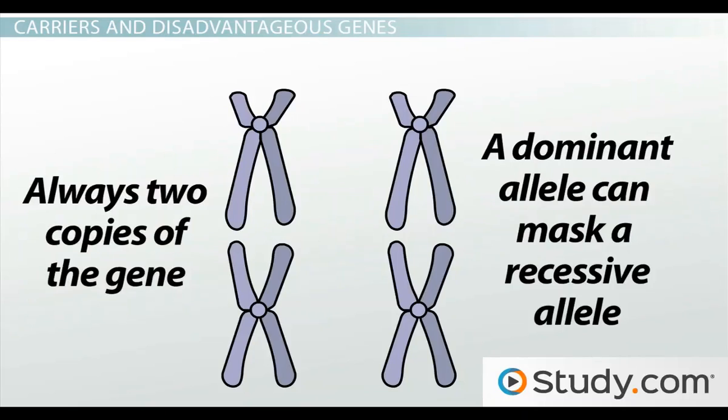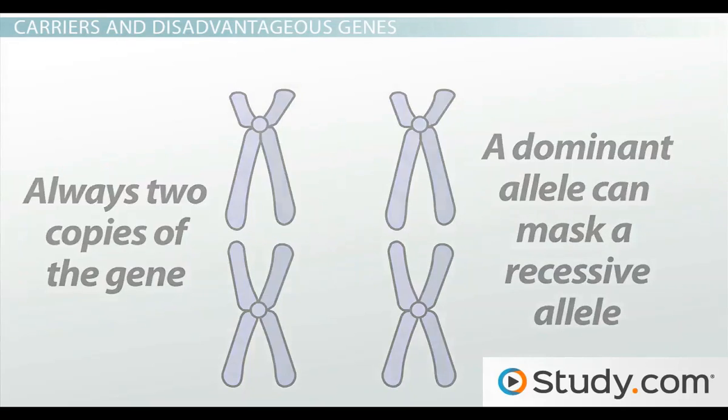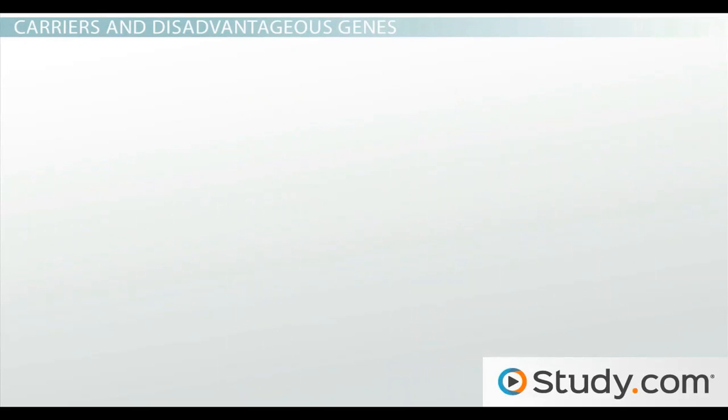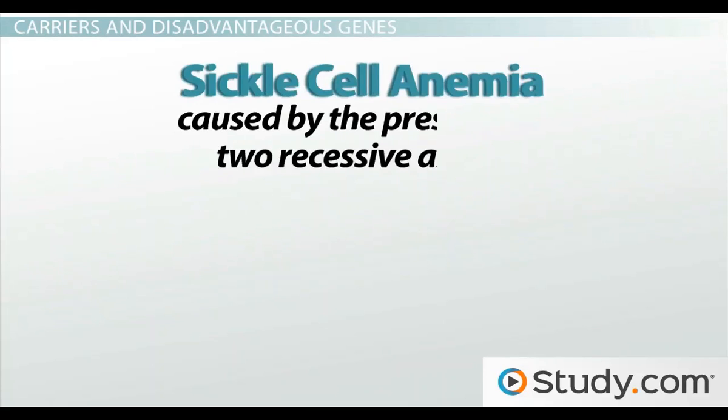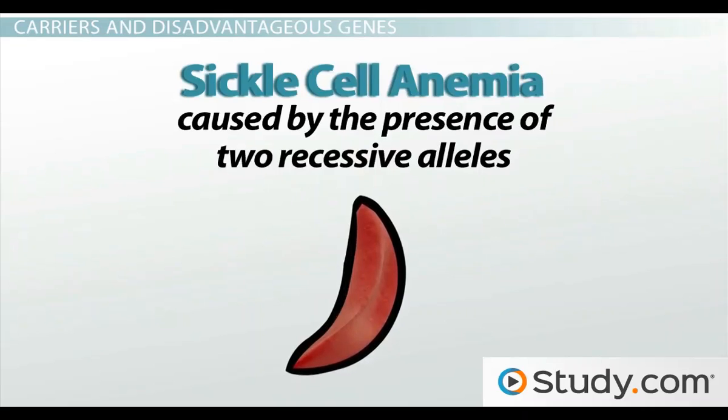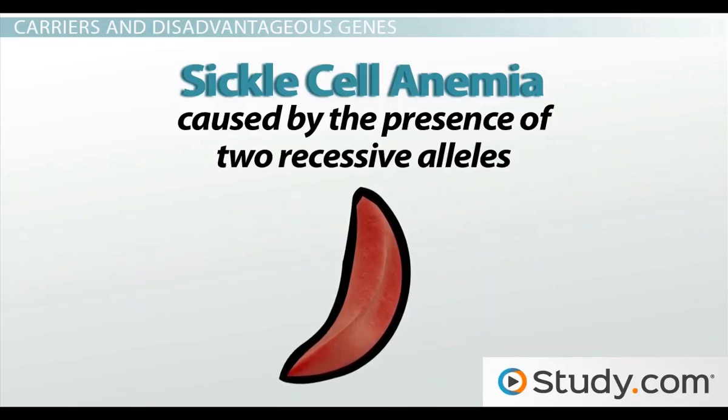So this is a major reason why people can be carriers for disadvantageous genes. So consider a disease like Sickle-Cell Anemia. It's caused by the presence of two recessive alleles. Now, in this disease, red blood cells can become sickle-shaped and lodge in small blood vessels. Right? So you can imagine this produces a whole host of problems for someone that's suffering from this disease.